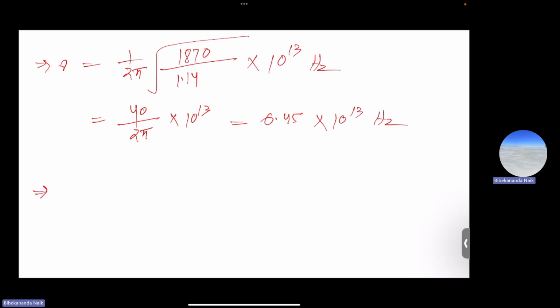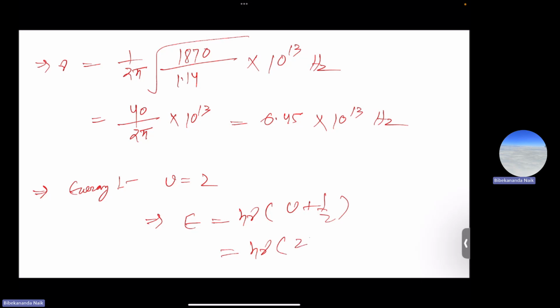And now if we talk about the energy, we know energy for V equals 2 will be h nu times V plus half, that is h nu times 2 plus half, or 5 by 2 h nu. So E will be 6.626 into 10 to the power minus 34, times nu which is 6.45 into 10 to the power 13, times 5 by 2.